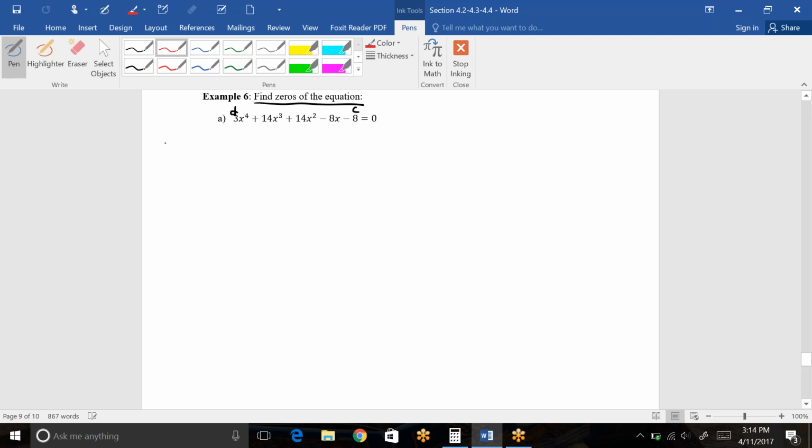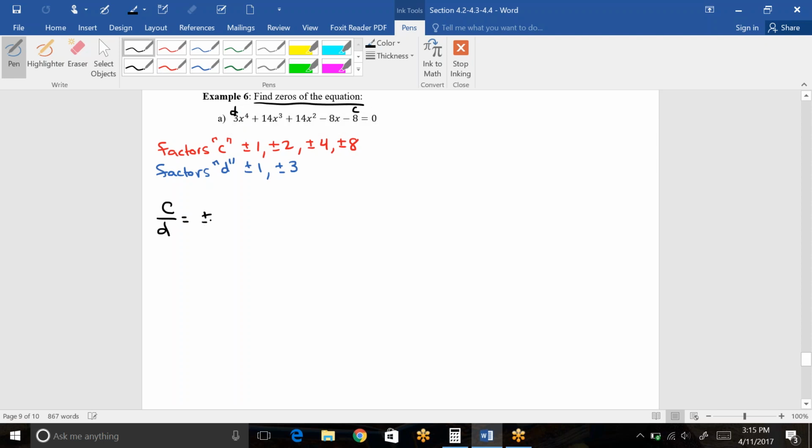So my factors of my C are plus or minus 1, plus or minus 2, because this is 8, plus or minus 4, plus or minus 8. My factors of D, D is 3, so it's plus or minus 1 and plus or minus 3. My actual C over D list, what I'm going to use is all the C's over all the D's.